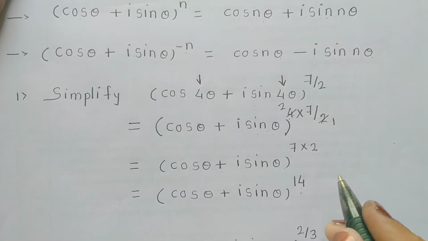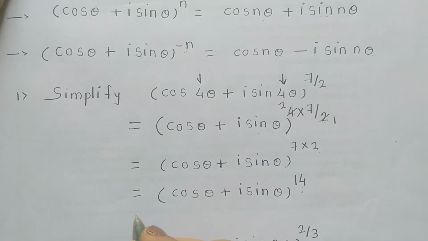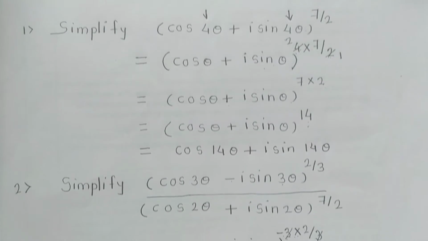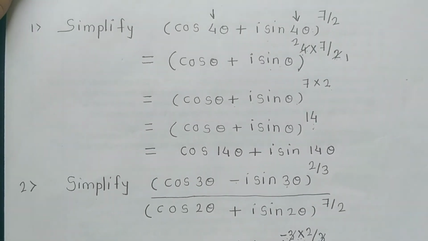And suppose again if you want to write in terms of De Moivre's theorem, the answer is like this: cos 14θ + i sin 14θ here. So which is the final answer. Now again consider one more question.